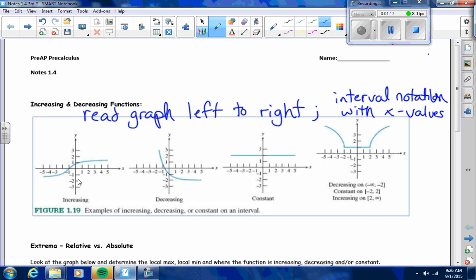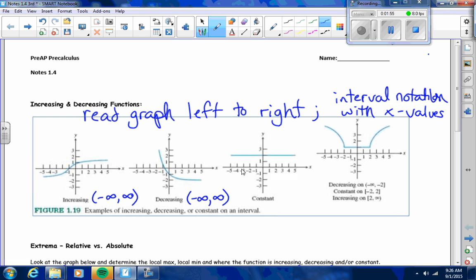So our first graph, the example, as we read it left to right, beginning at the left-hand side, what is the graph doing? Increasing. Does this graph ever stop increasing anywhere? No, so it's increasing the whole way. So we would say that's increasing from negative infinity to positive infinity. The second graph, reading it left to right, what's the graph doing? Decreasing. Does it ever stop decreasing? No, so it's decreasing negative infinity to positive infinity.